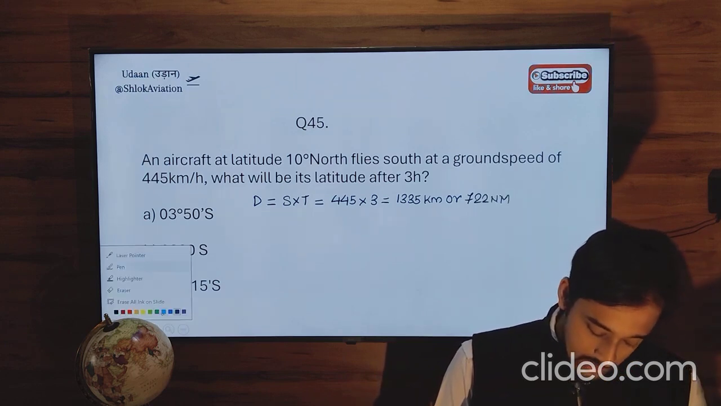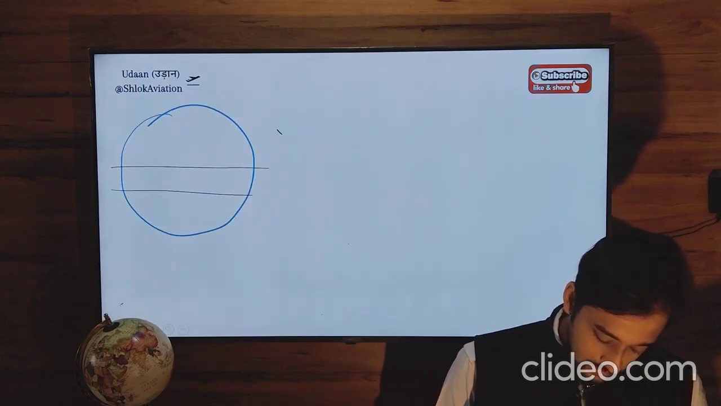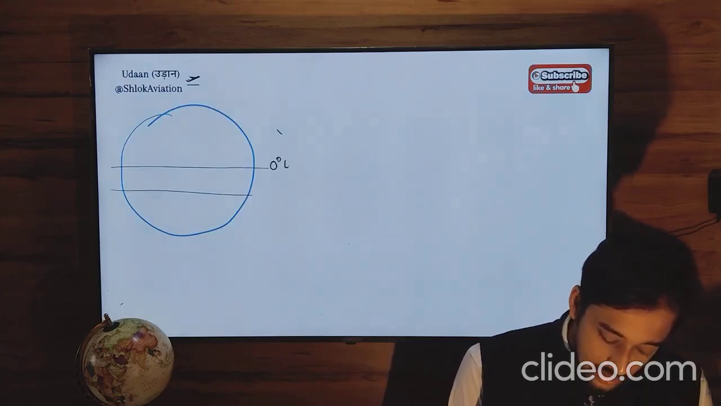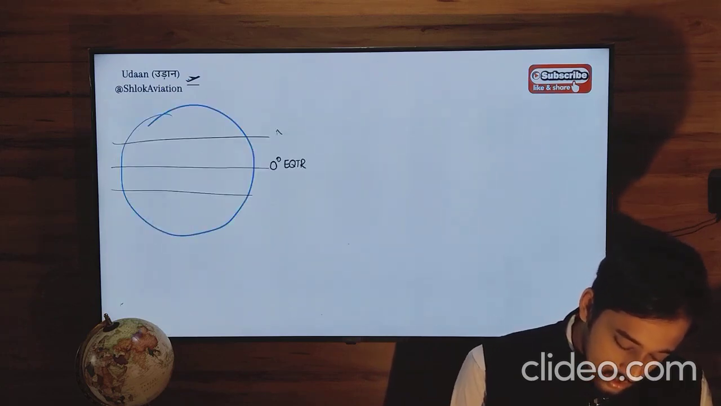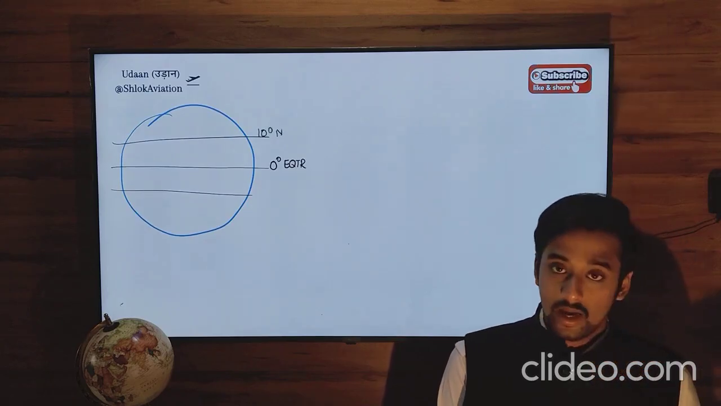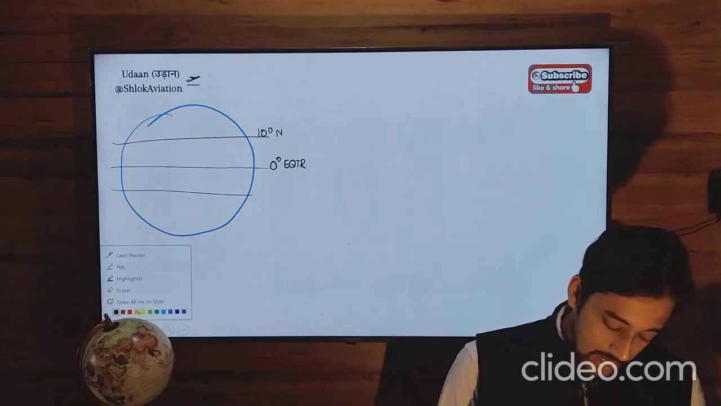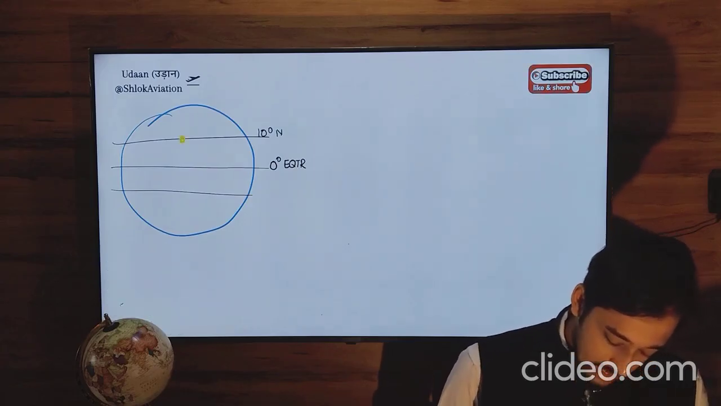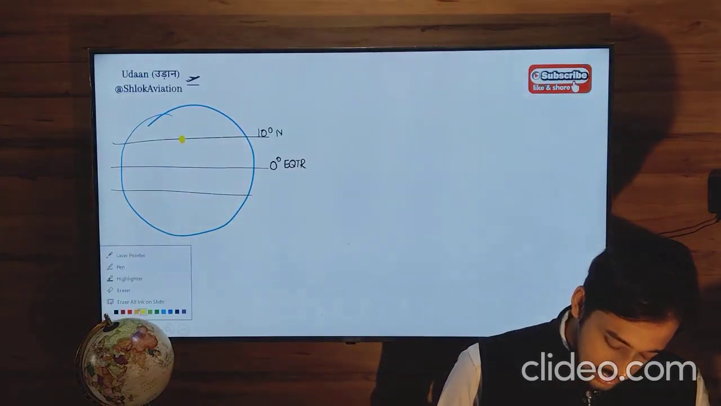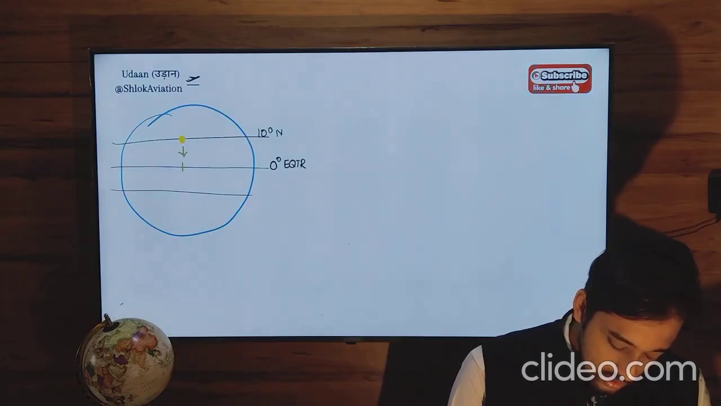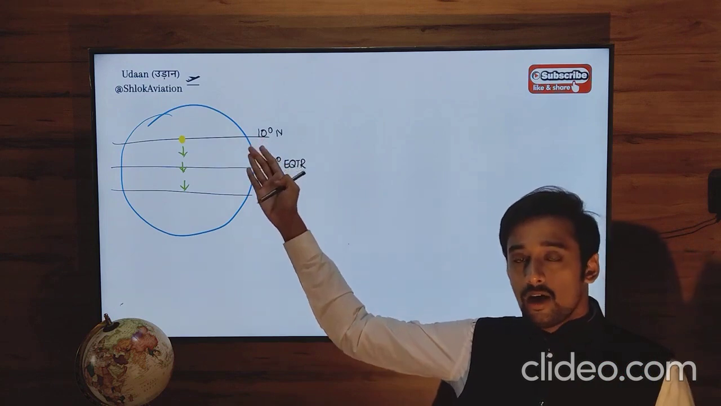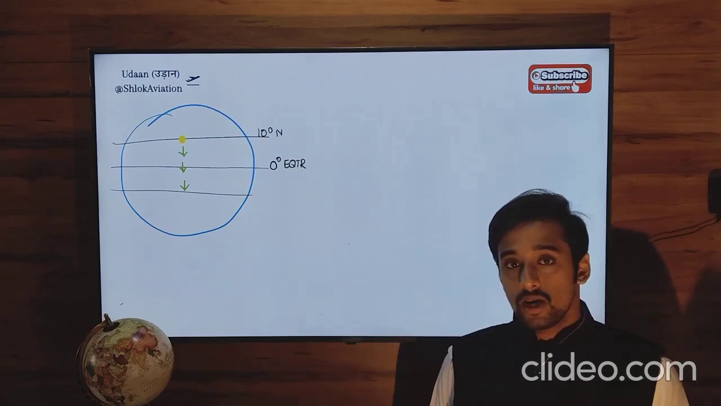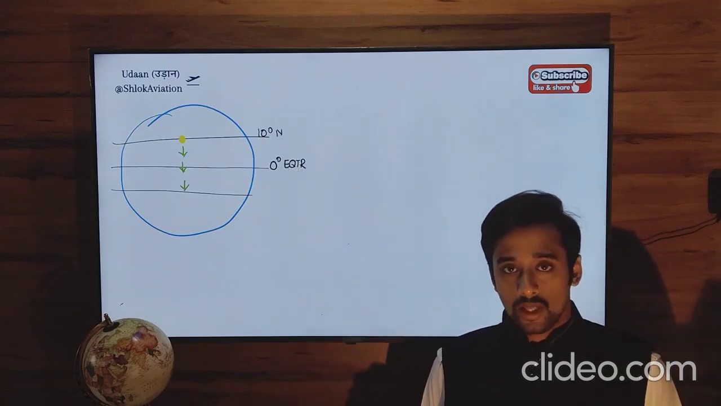Now let's draw the earth. Okay, we already have that. So equator is 0 degree. We are currently situated at a latitude of 10 degree north, and from here we are flying a heading of 180. So there are two possibilities now. Initial latitude is 10 degree north. Our final latitude can be in southern hemisphere or it can be in the same hemisphere, that is north hemisphere.